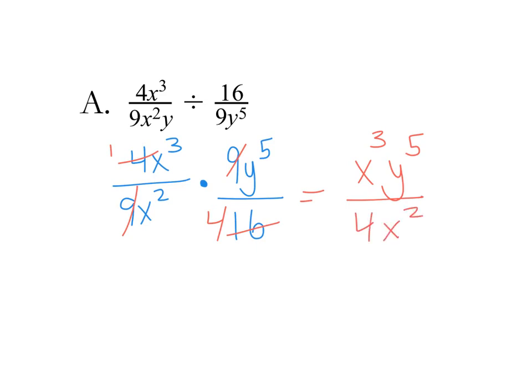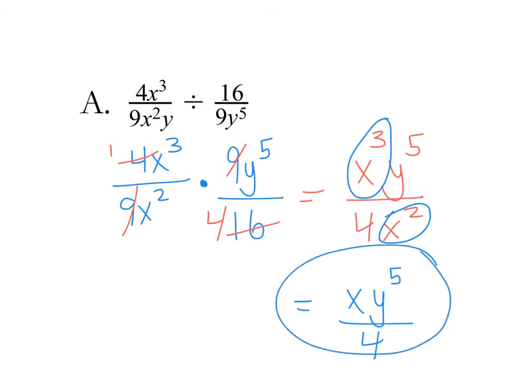Maybe we notice that this isn't fully simplified. I know it's not simplified because I have an x in the numerator and denominator. My fully simplified form here, because I have 3 x's in the numerator and 2 in the denominator, 1 will remain in the numerator. My y to the 5th is unchanged, and we're divided by 4. There's my final answer.